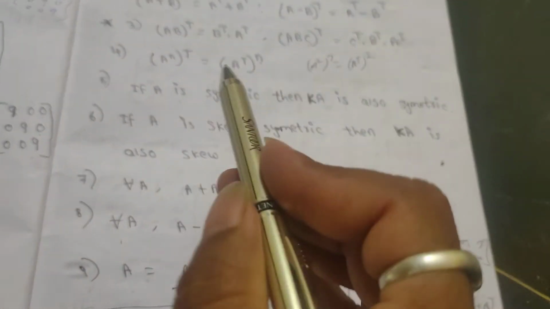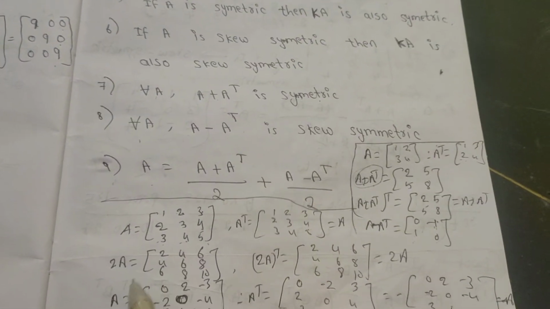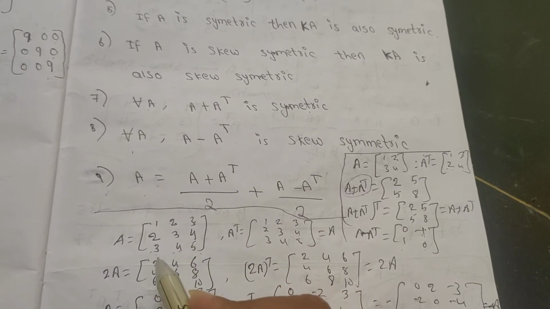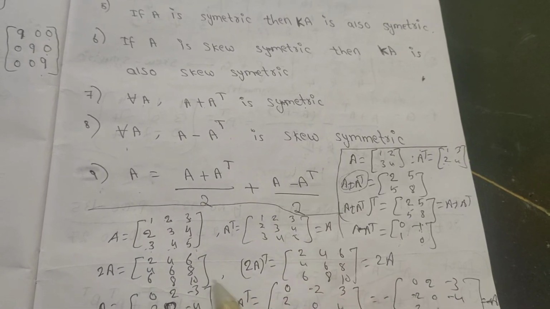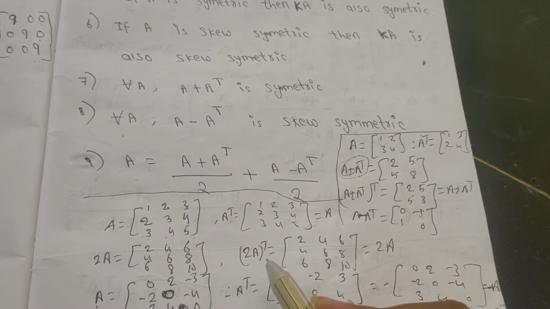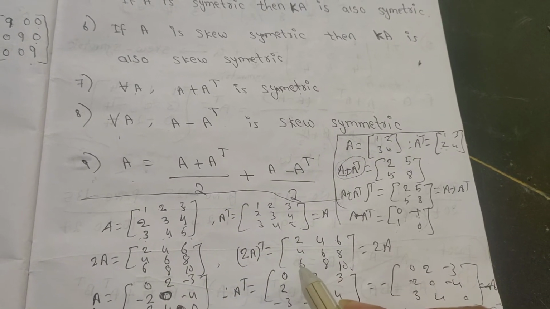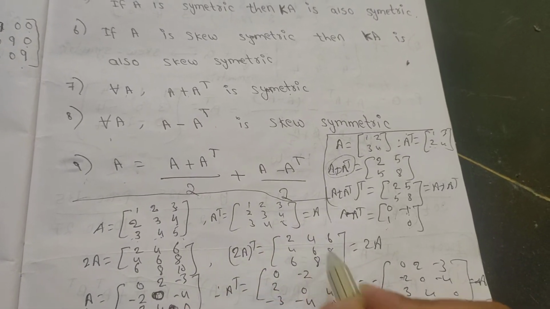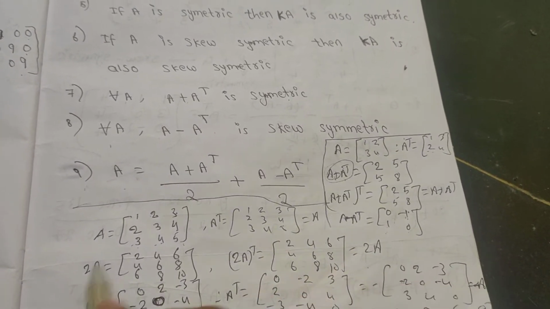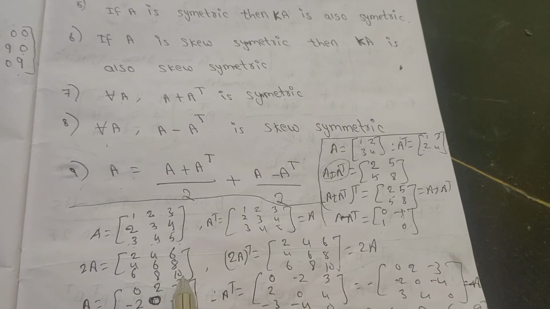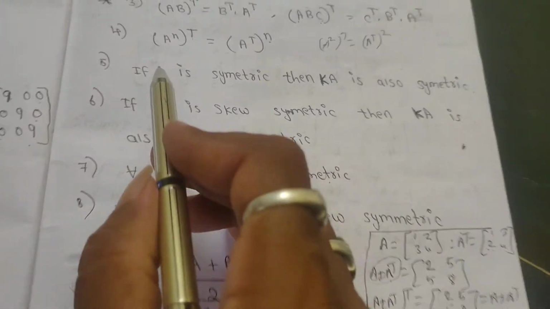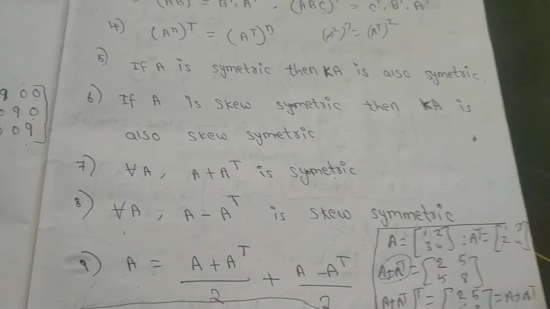So if in the place of k you take 2, 2A is equal to, what you get? 2, 4, 6, 4, 6, 8, 6, 8, 10. So if you go for 2A whole transpose, what is 2A whole transpose? 2, 4, 6 written as first column, 4, 6, 8 written as second column, 6, 8, 10 written as third column. So again this is nothing but 2A. In other words, 2, 6, 10 are principal diagonal elements, and these two elements are same, these two elements are same, these two elements are same. So we can say 2A is also a symmetric matrix. So that means if A is symmetric, then kA is also symmetric.